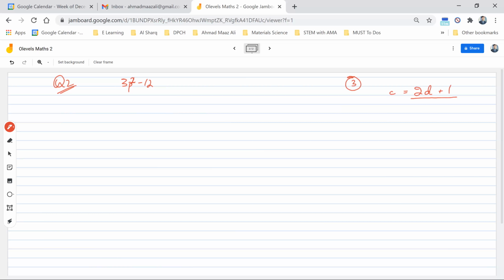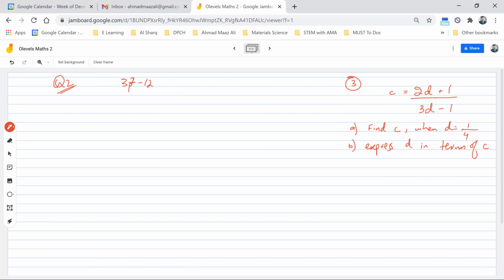2d plus 1 upon 3d minus 1. The question says, for part A, find C when d is equal to 1 by 4, and for part B, express d in terms of C. Those of you who are still not able to do question number 2, let's see how we can do it.